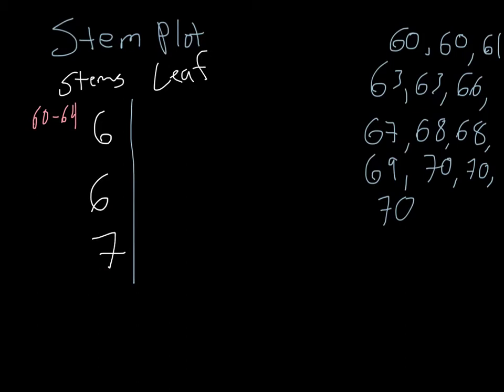But then what I do is I go in and I add in, okay, so I have 60, and I have to do them in order from lowest to highest. 60, 61. There are no 62s.